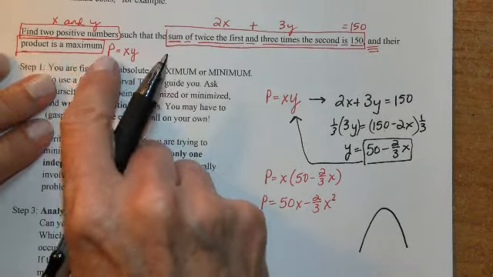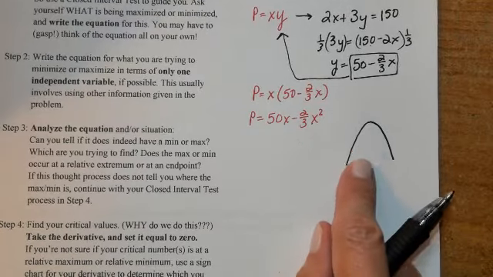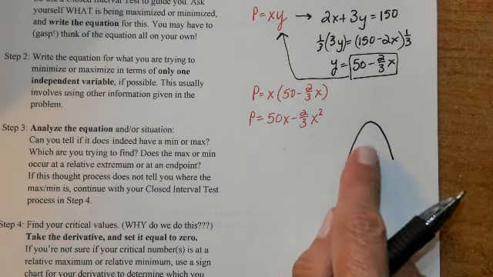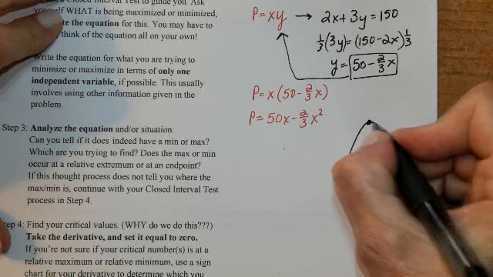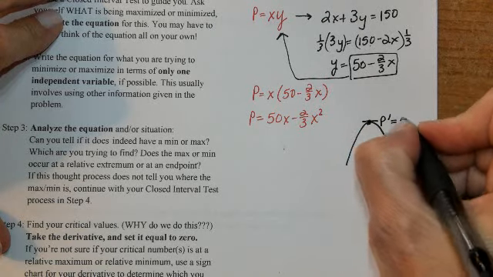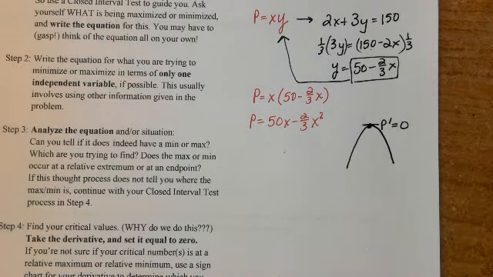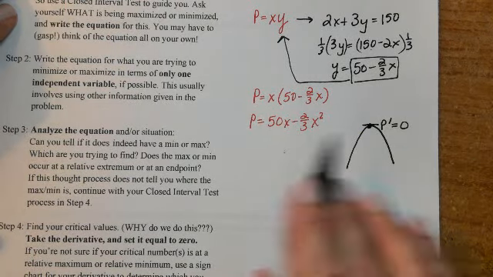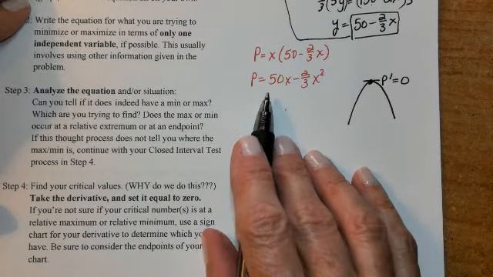I want the product to be a maximum, and the graph of my product equation looks like that. Does it have a maximum? It sure does. It has a maximum right there when p prime equals 0. The slope right there is 0, right? So all I have to do is take the derivative, set it equal to 0.